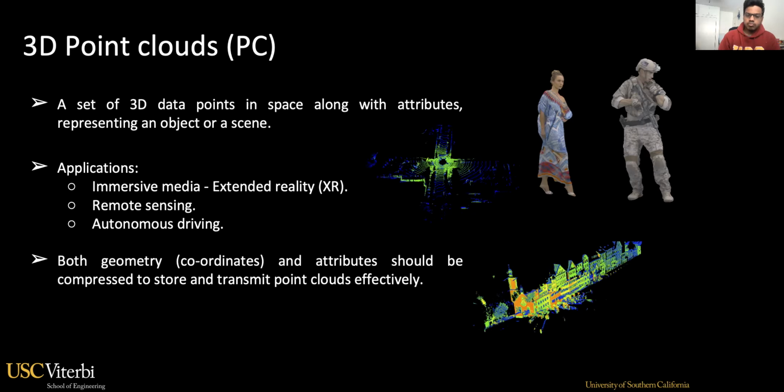So in order for point clouds to be stored and transmitted effectively, both their geometry, as in XYZ coordinates, and their attributes should be compressed. In our work, we mainly focus on compression of color attributes of the point clouds.